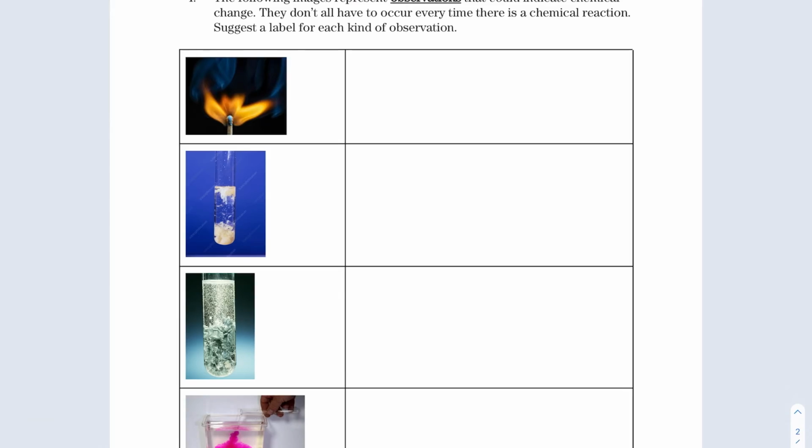These images represent those 4 changes. They don't all have to happen in a chemical reaction, but they could. And they don't necessarily prove that a chemical reaction is happening. They could prove it. The first one, a release of energy. Now, we could also get an absorption of energy in a chemical reaction, but that picture speaks release of energy.